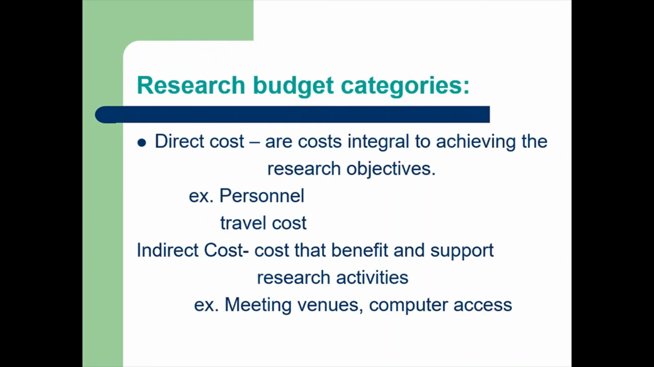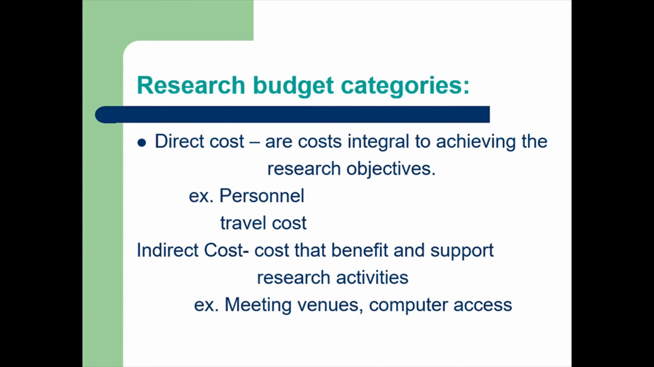Now we go to the research budget categories. There are two, the direct and the indirect cost. When we say direct cost, these are the costs integral to achieving the research objective. For example, the personnel involved in the study, the allowances and salaries, and then the travel cost when there is a need to travel to get some details out there. These costs are necessary to complete the research.